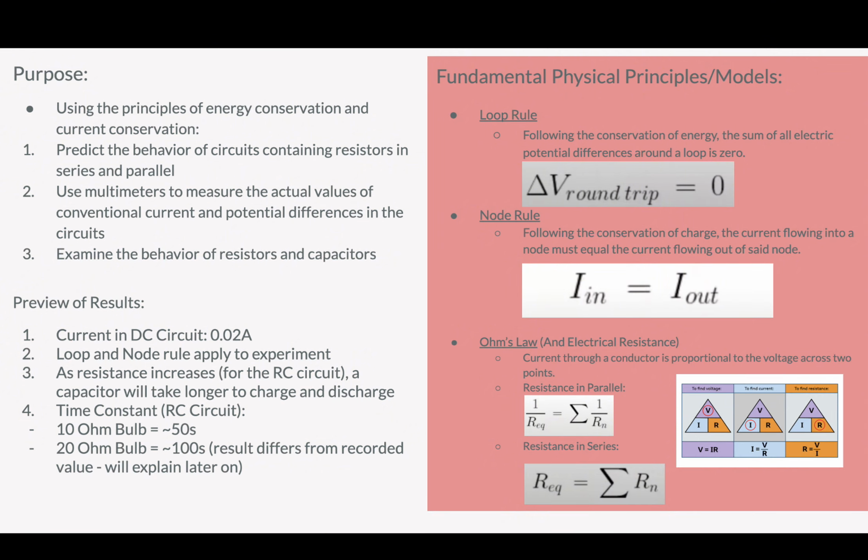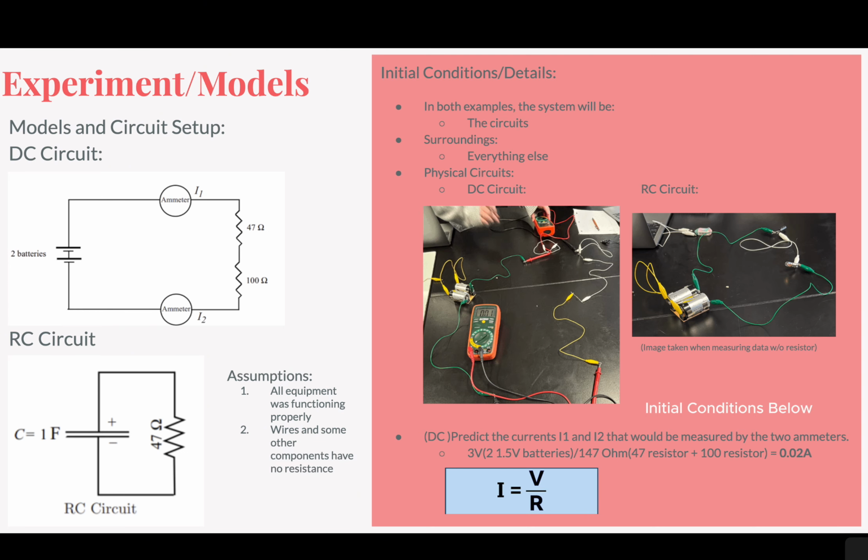Ohm's law states that current through a conductor is proportional to the voltage across 2 points. The formulas provided correspond with each physical principle and will be used throughout the lab. The bottom right of this slide shows a brief preview of the results, including important values and the application of certain fundamental physical principles. This experiment had two main parts, a DC circuit and RC circuit.